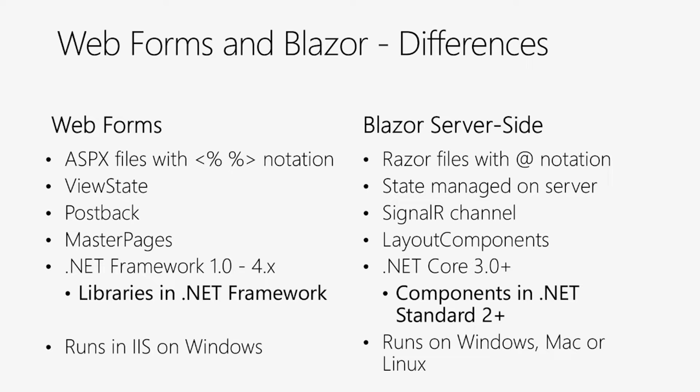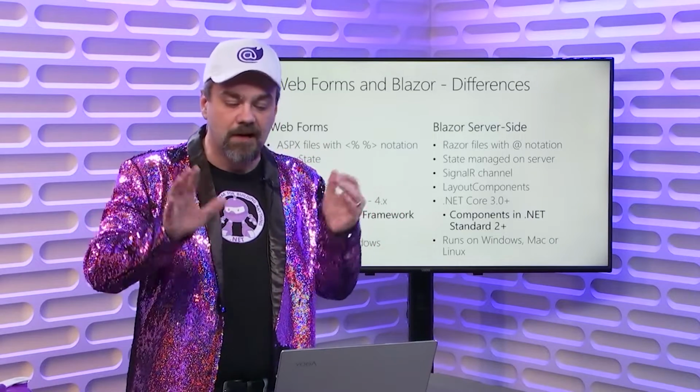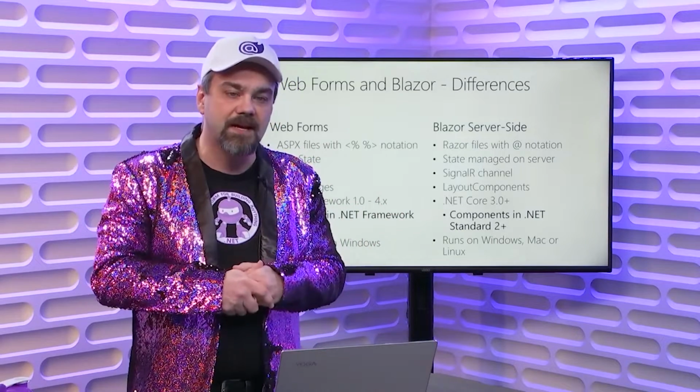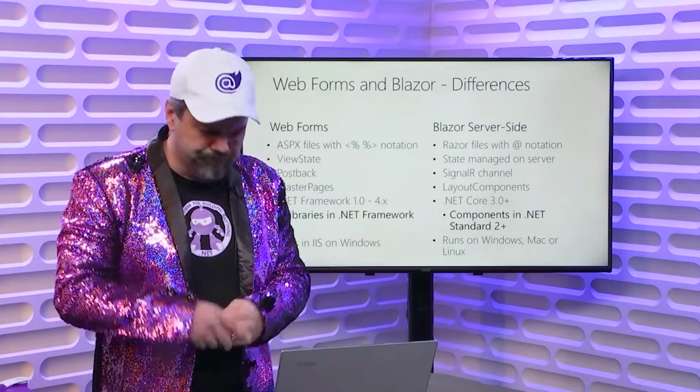And of course, because Blazor server-side runs on top of .NET Core, that means I can take my content and put it on Windows, Mac, Linux. I can put it in containers, run it with my favorite orchestrator, and get a lot of flexibility there in how I build and deploy my applications. So a lot of positives, a lot of negatives that we can see here, changes that you might need to make in order to move back and forth between the two technologies.